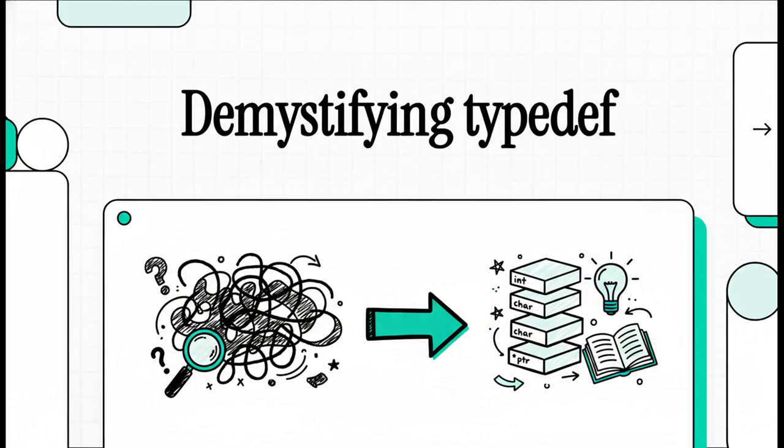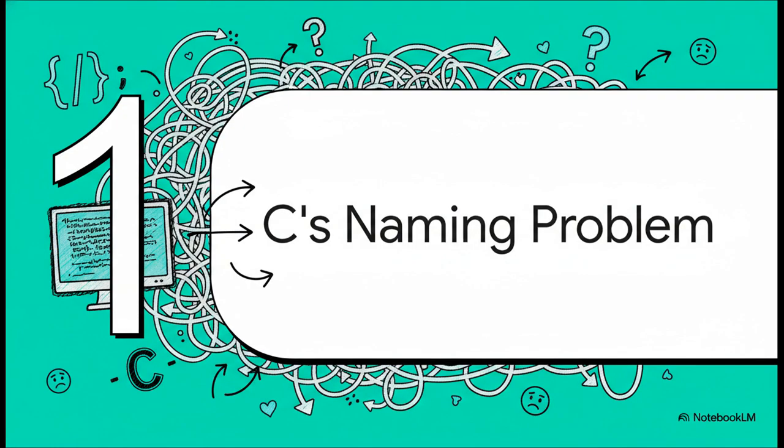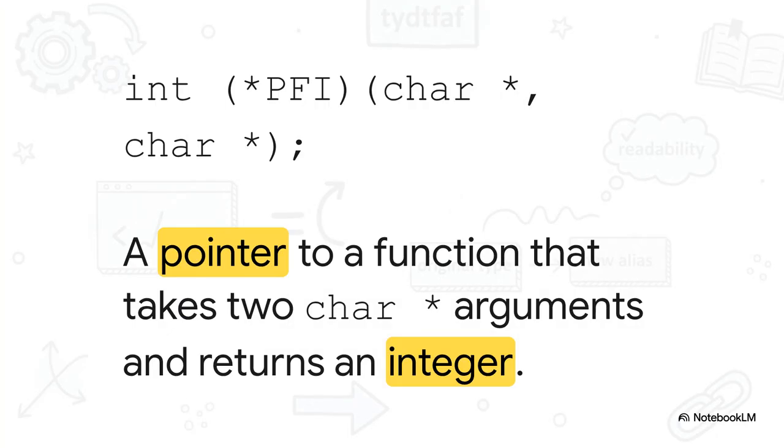Let's jump in. So let's set the stage a little. We're going to start by talking about a pretty common headache for C programmers. C is an incredibly powerful language, right? But let's be real. The way it handles complex data types, it can feel like you're trying to read an alien language sometimes. Just look at this. I mean, what is that?